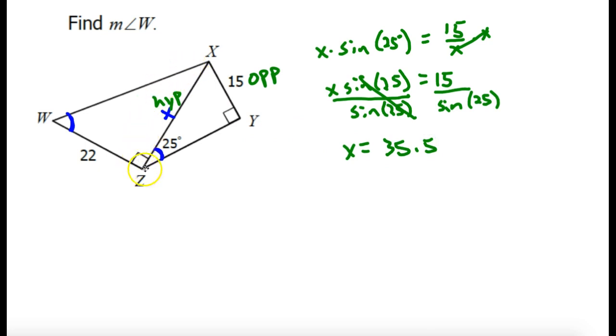So we now know that the length of this side is 35.5. I'm going to erase my x here. We can say that this is 35.5. Now I want to ignore the bottom triangle and just look at this triangle. My goal now is to find the measure of angle W. I'm going to erase all the marks I had. We just used that to find the length of this side.